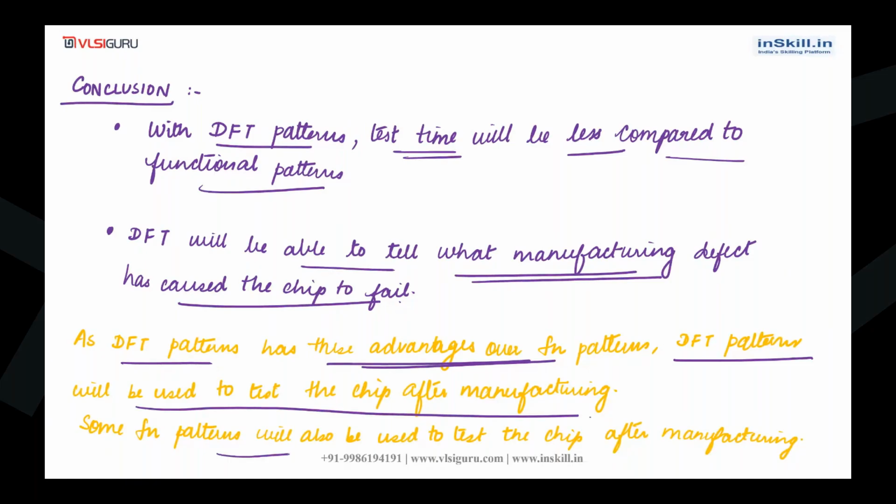Some functional patterns will also be used to test the chip after manufacturing, but the majority will be DFT patterns. With DFT patterns, test time is less compared to functional patterns, and we will be able to tell what manufacturing defect has caused the chip to fail, as we discussed in the previous two slides. So as DFT patterns have these advantages over functional patterns, mostly DFT patterns will be used to test the chip after manufacturing.